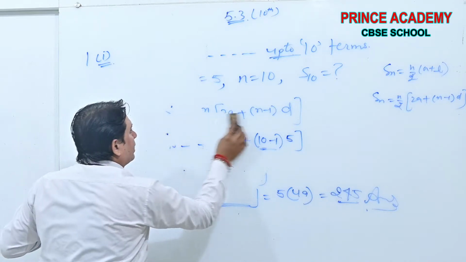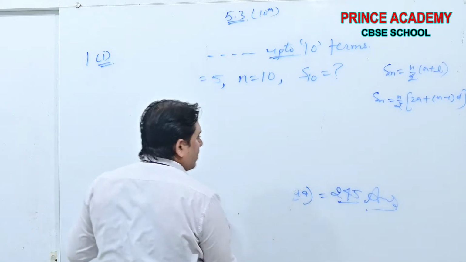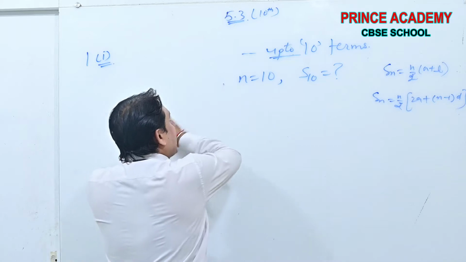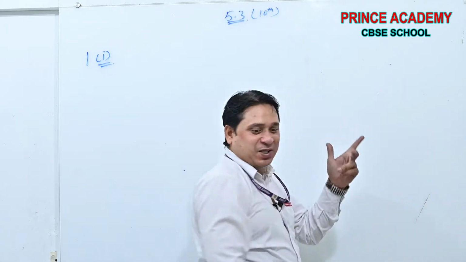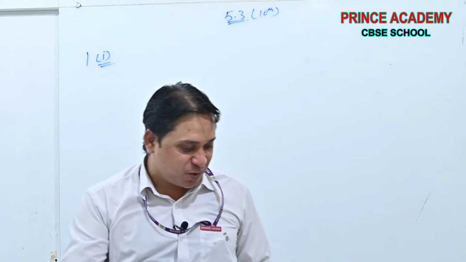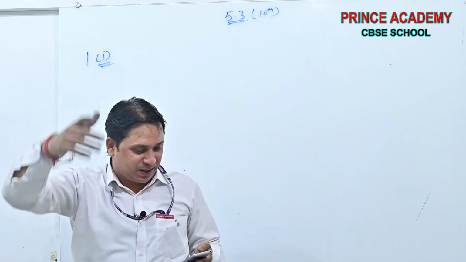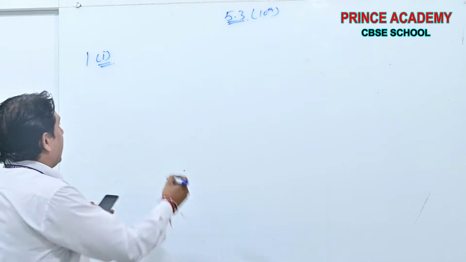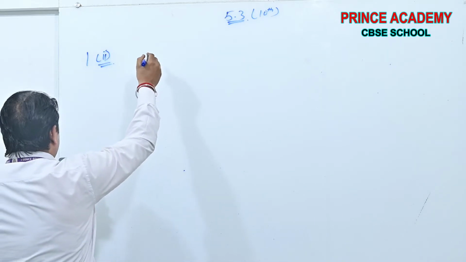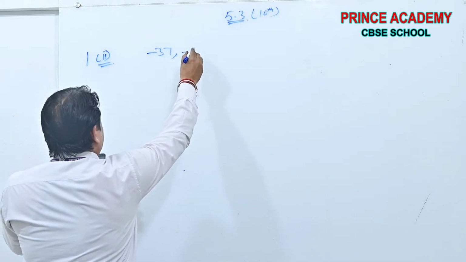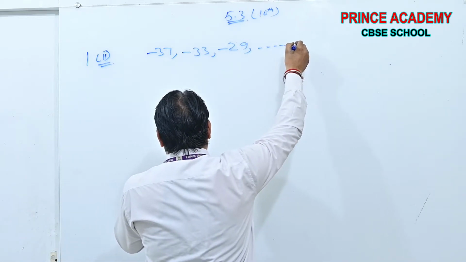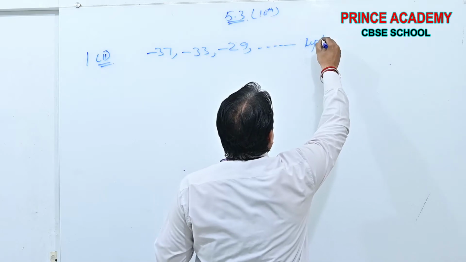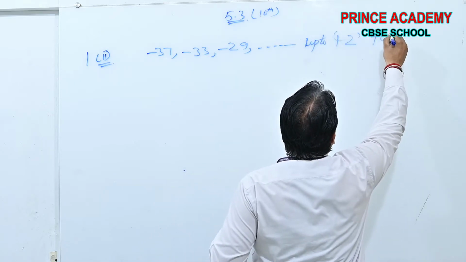Then the second part. The second part statement is, oh sorry, I thought I am teaching in the class and I asked the students for the statement, but I have to see by myself. Otherwise the students tell, for example, sir, this is the AP. Okay, second part. What is given? Minus 37, minus 33, minus 29 and up to 12 terms. Up to 12 terms.